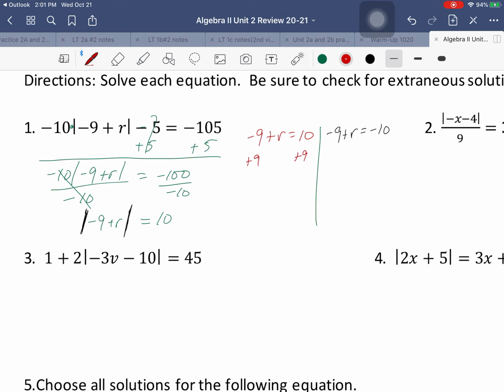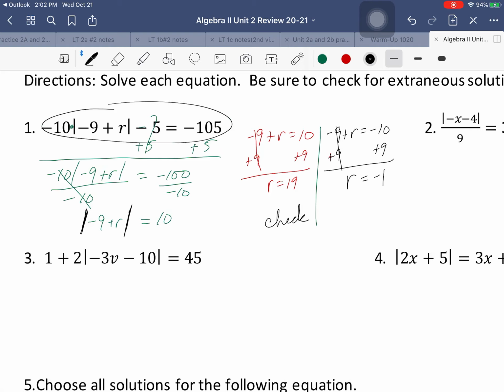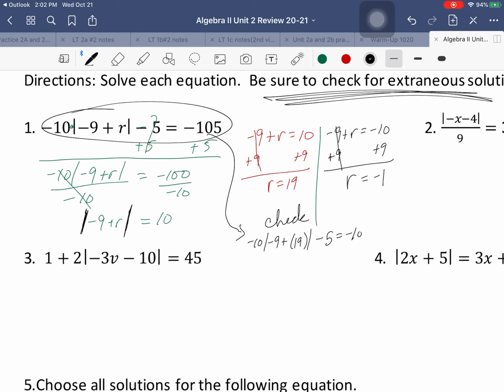You add 9, r equals 19. That's a possible solution. And on the right side, add 9, r is going to equal negative 1. Do a quick check of these. You can do these in Desmos or by hand. You're checking for extraneous solutions. Be sure to check for extraneous solutions. These are solutions where mathematically we did all the work and they work out, but then when you substitute them back into the original problem, for some reason they don't work.